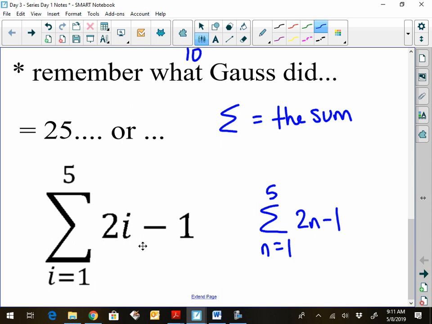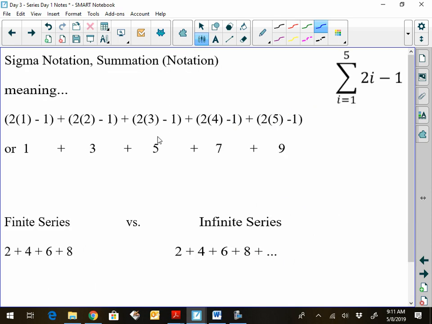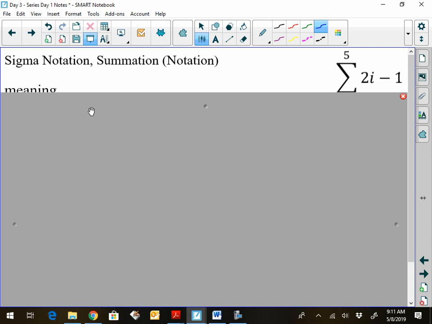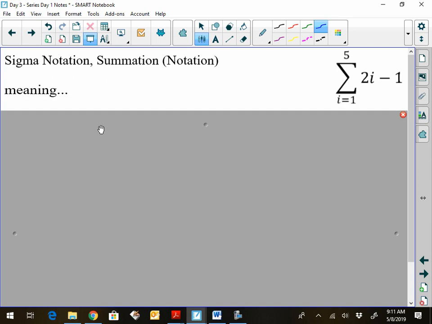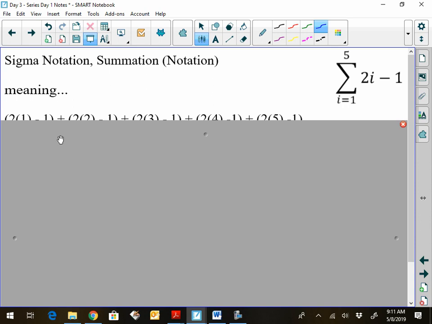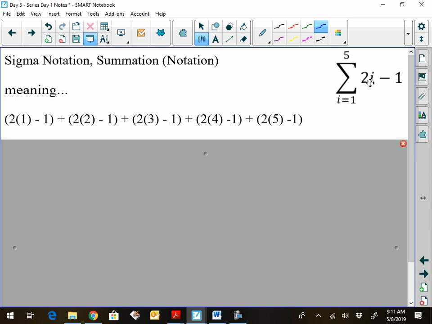So if we use this, we can look at what this actually means. So, sigma notation. Just taking this from before, it means that we take our first term. We're trying to find our first term. So it means 2, we input our 1, and then we take away 1. So this is our first term, right?